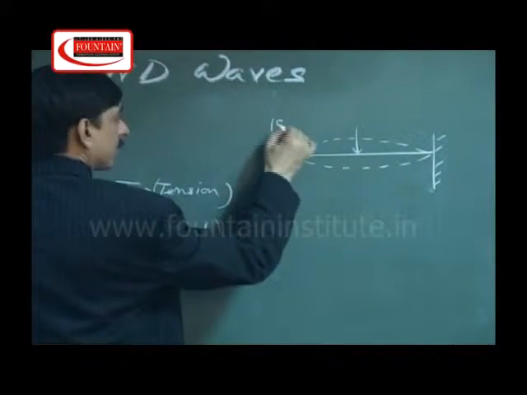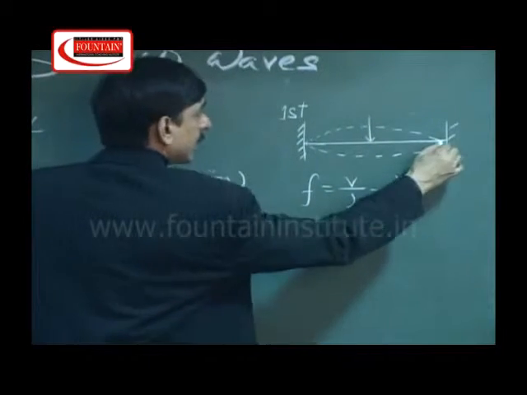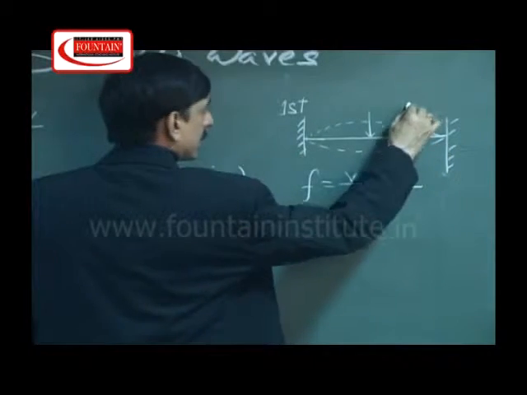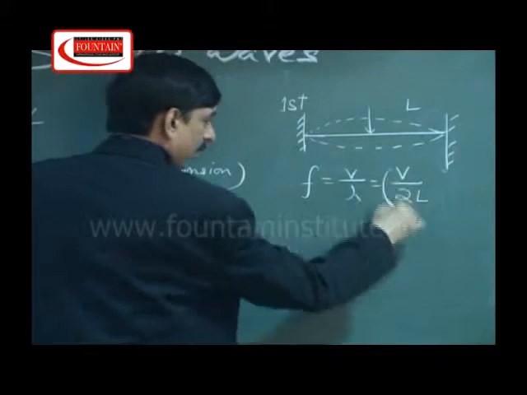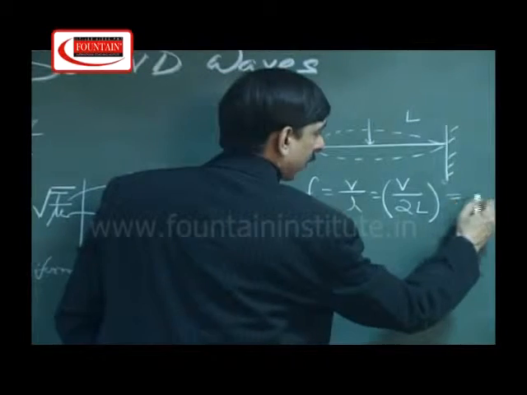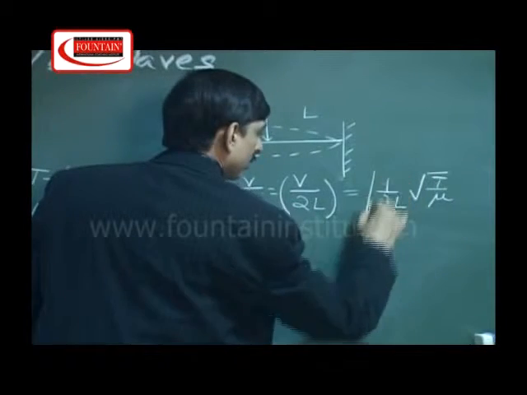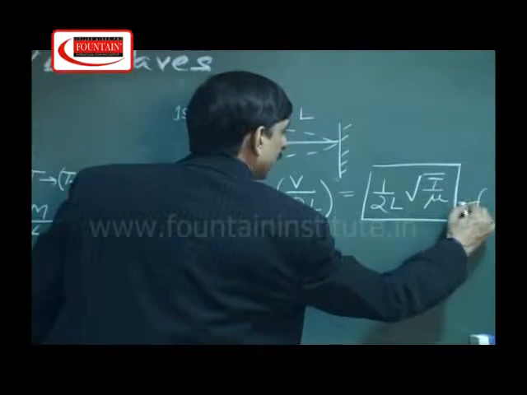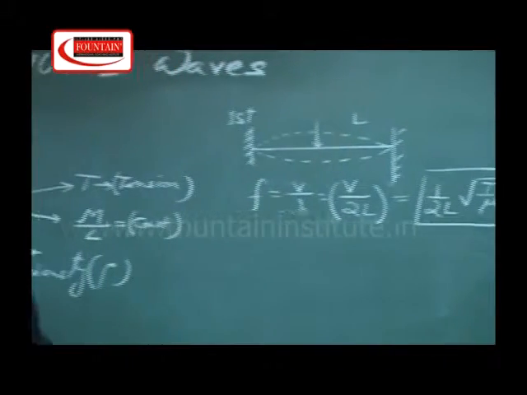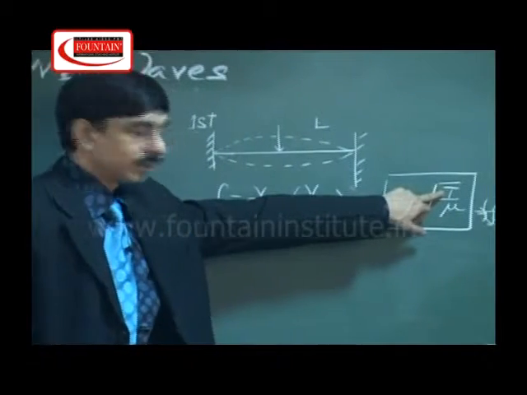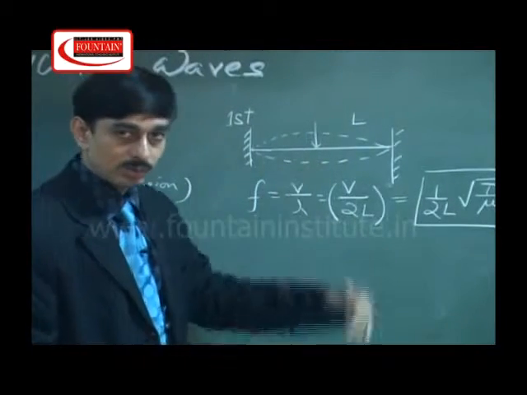So definitely in this first case the frequency will be v upon lambda, that is v upon, the length of the string is L, so this is lambda by 2, so this becomes 2L. So this frequency, as per the velocity law, we can write down as 1 by 2L under root of T upon mu. This is called the fundamental frequency of the string. We are depending on three things: one is the length, second is the tension, and third is the mass per unit length. We will come to the string law.